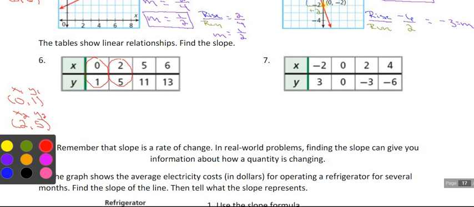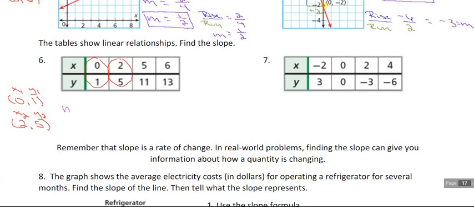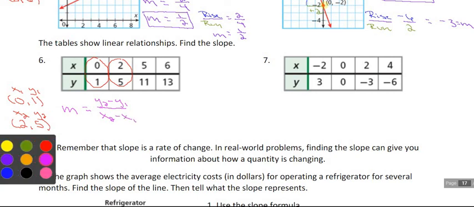So here comes my slope formula. M equals y2 minus y1 over x2 minus x1. Yes, you need to know that slope formula. It is on the laminated reference sheet that I provided to you at the beginning of the school year. So you are free to use that reference sheet any time you want, including quizzes and tests.